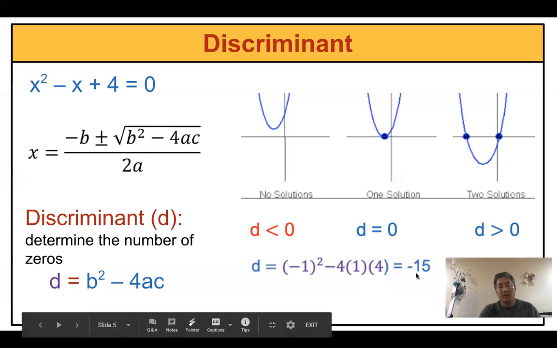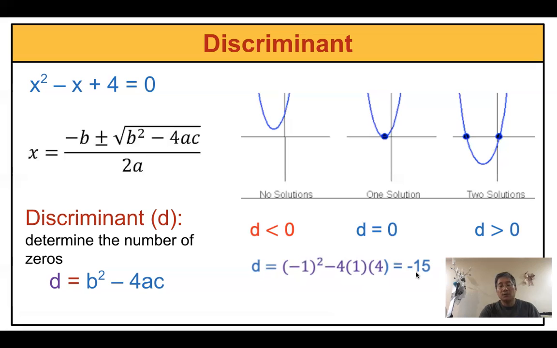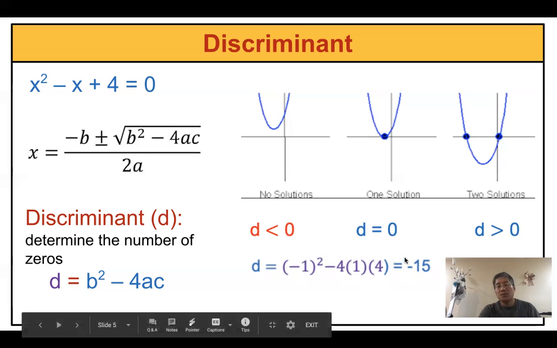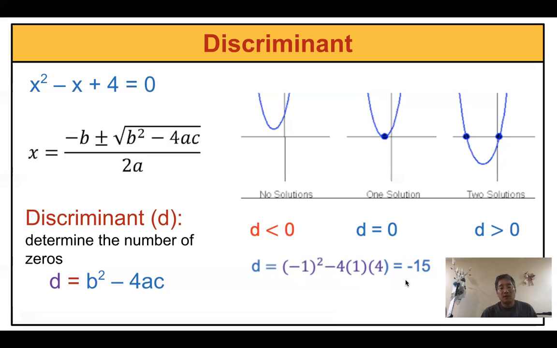So what do you expect? Yes, you will have no solution because the discriminant is negative. So you can determine how many zeros the function has by the discriminant, b squared minus 4ac, right? Do you understand? It's not very challenging, right?